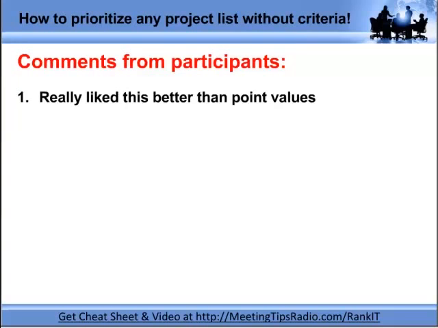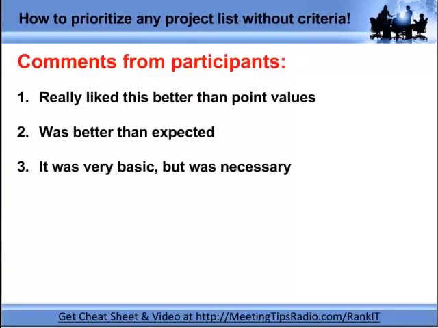Yes, and here are some comments from one of our very first sessions that we ever did. One person said they really like this better than point values. So they came into the meeting expecting to spend a lot of time debating criteria and point values like the team had done in the past. And when they found out they could rank their list without point values, they were really happy. Another person said it was much better than expected. The beauty of this method is that a lot of people come in with low expectations. They don't think it's possible, so they're not expecting much when they come to the table.